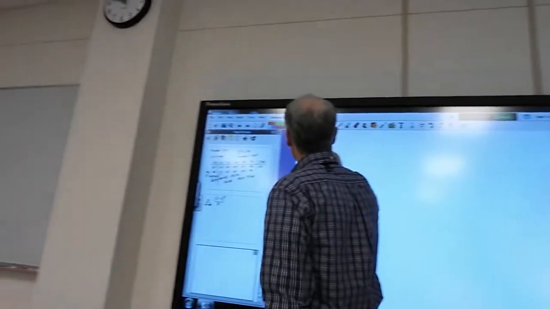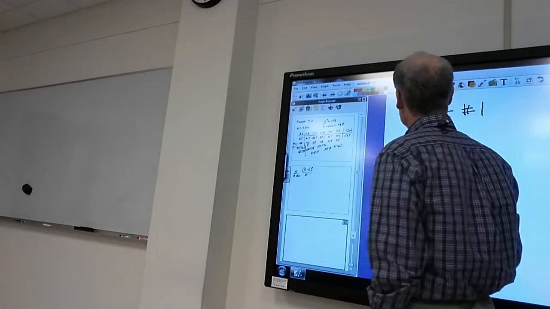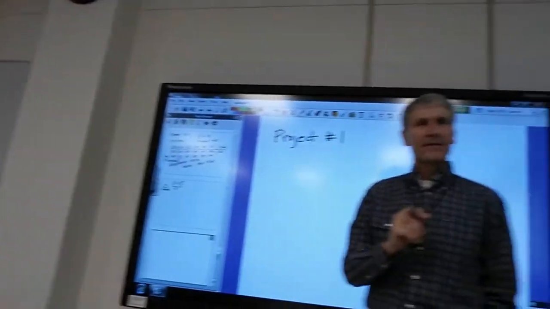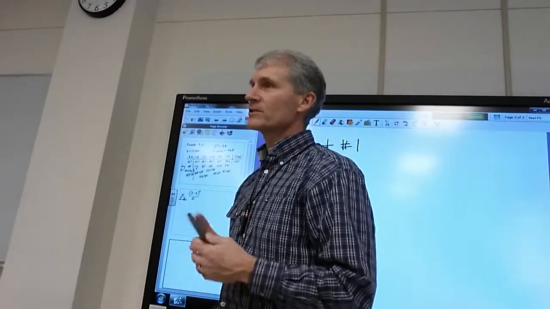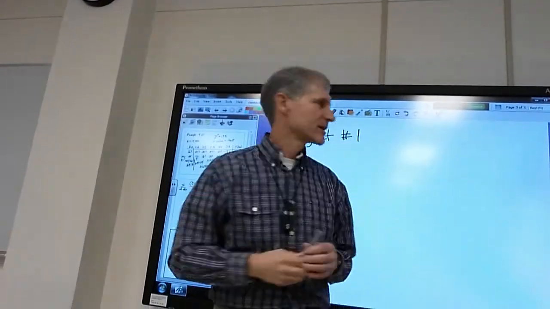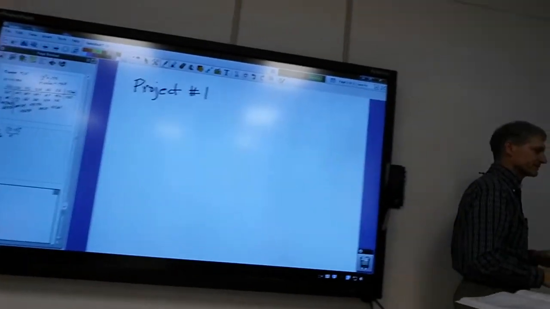But what we're going to do is divide up into groups, and then you're going to work together as a group to answer a series of questions about a study that was published in the New England Journal of Medicine. And it's a very interesting example because it uses chi-square tests all over the place. So let me get that up.